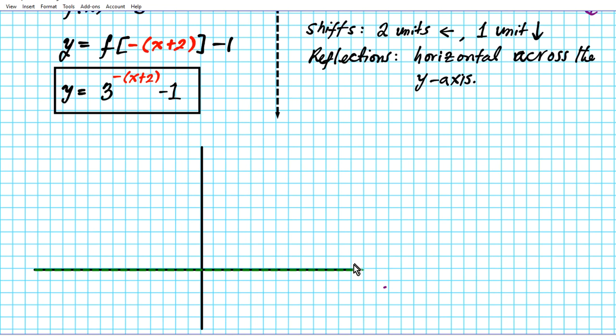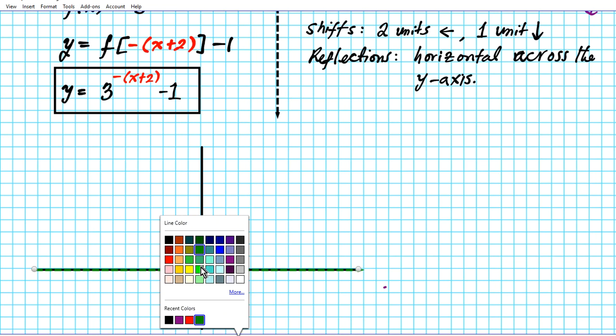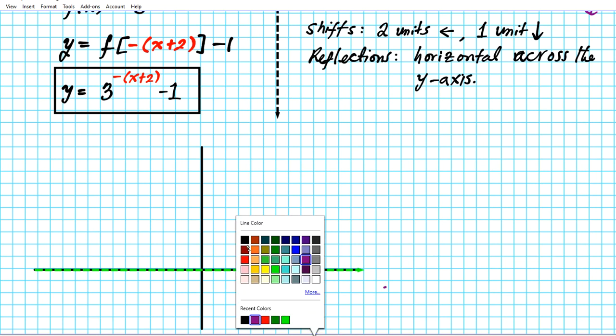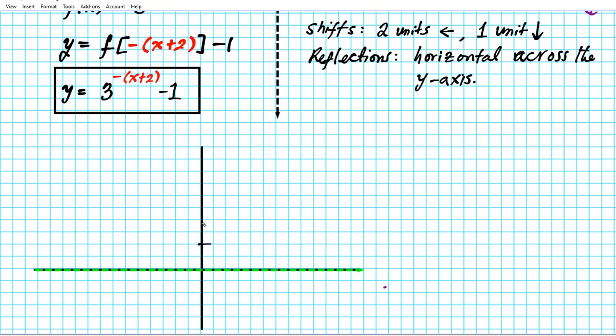Now, we're going to go ahead and graph the y-intercept. Okay? Something you want to keep in mind is that the y-intercept of all parent exponential functions are identical. Okay? So that's something to keep in mind. So what is this identical value that I speak of? So I'm going to show you in a second.